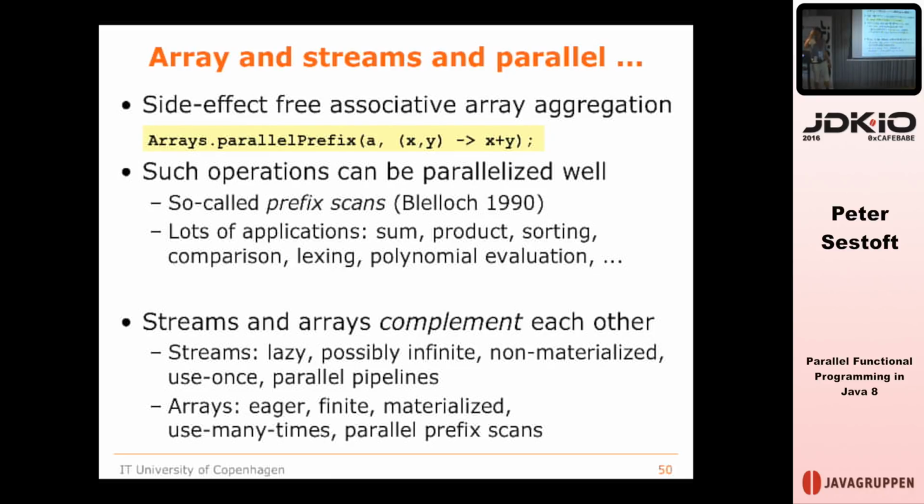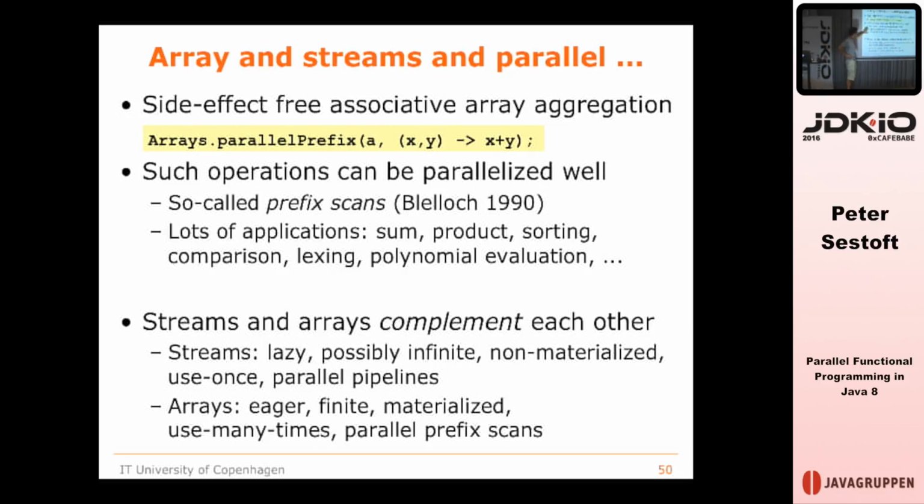So for parallel prefix operations like the one I just showed here, if the operation is side effect free and associative, like plus and max and min and times and so on, or string concatenation, then the operation can be parallelized as a so-called prefix scan, invented 26 years ago. And that has a lot of applications. You can also compute sum product, to sort, to compare strings, to lexing of strings, to evaluate polynomials and all sorts of things. It can be done very fast in this way.